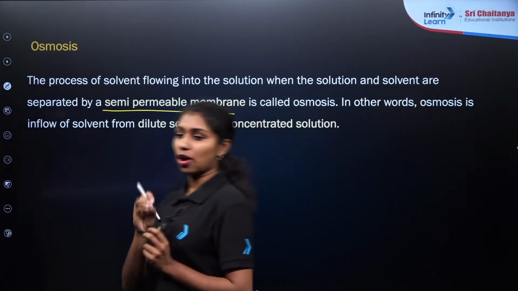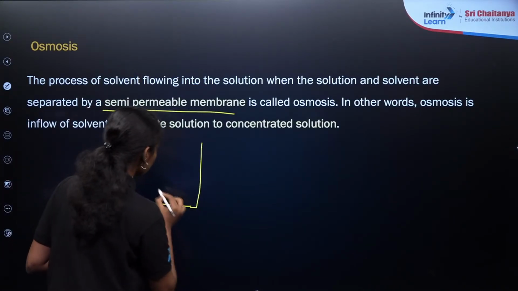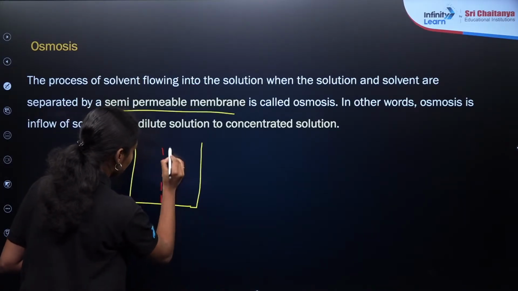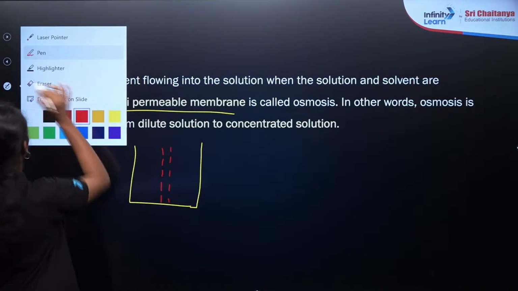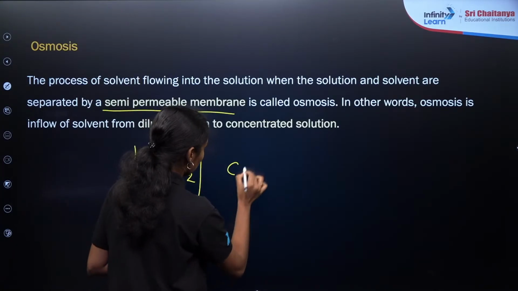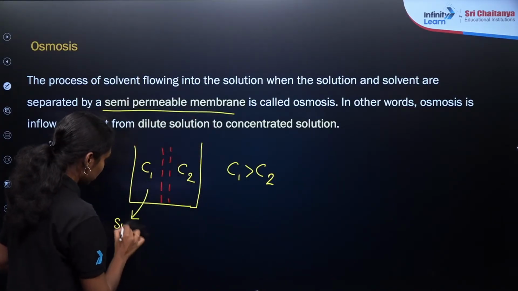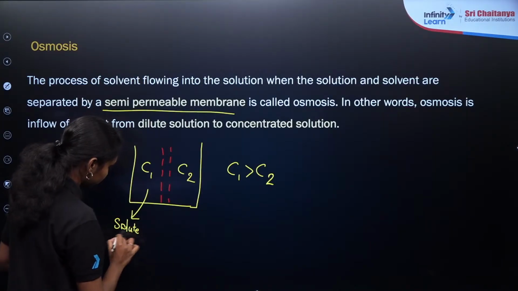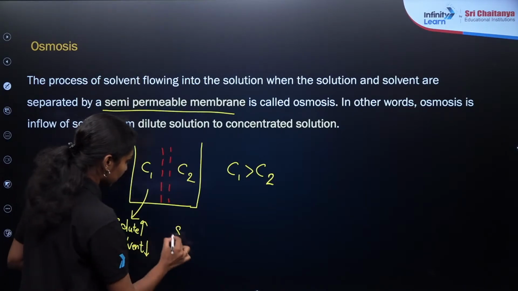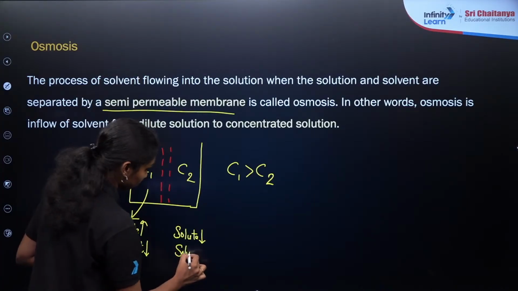Right. Let's come back to the osmosis process here. Similarly, if I take the same setup, I am separating it by a membrane like this. Again, the concentration here is C1 and this is the concentration C2. If C1 is greater than C2, solute will be more here and solvent will be less. That is the concentrated solution. In this case, solute will be less and solvent will be more, and that is the dilute solution.